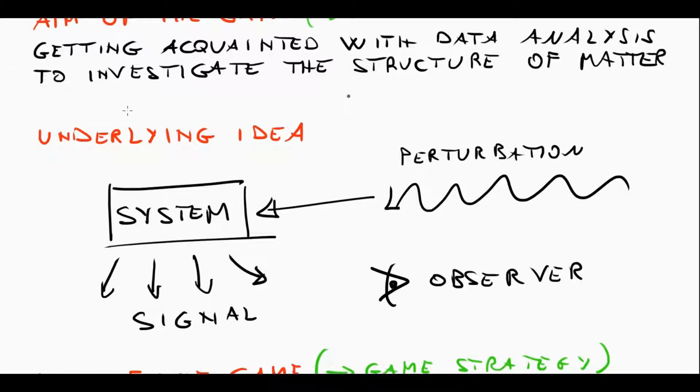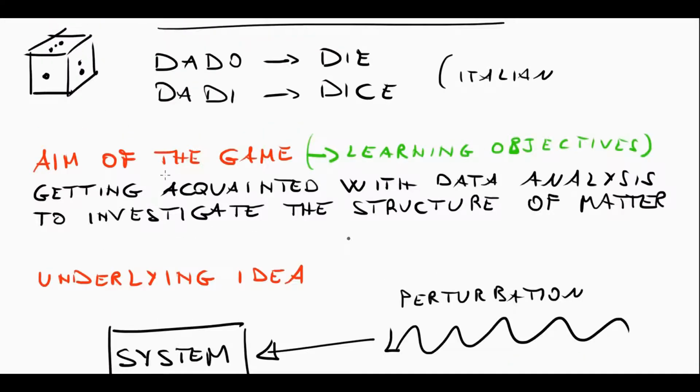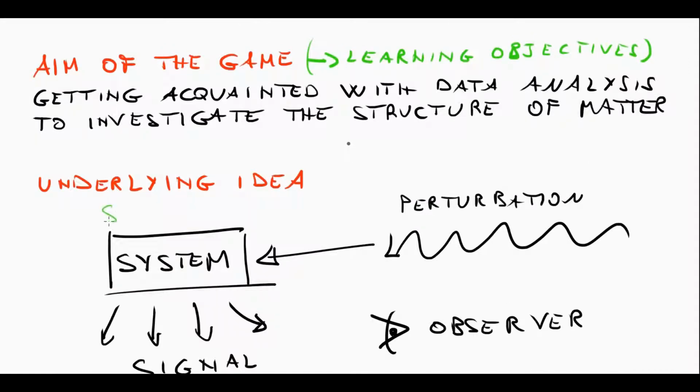Now, we have a system, as we have in real science. We have a system, but this system is essentially a set of dice. Our system is made up of a certain number of dice. We do not know how many dice, we do not know how many faces each die has. How can we know these properties? How can we know these characteristics of the system?